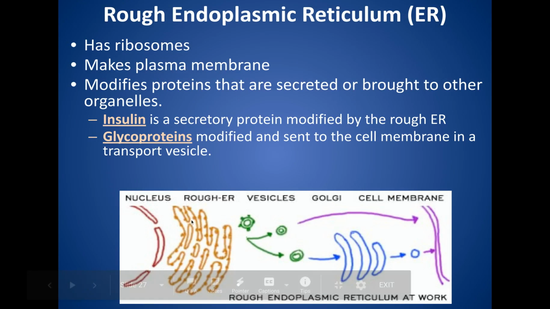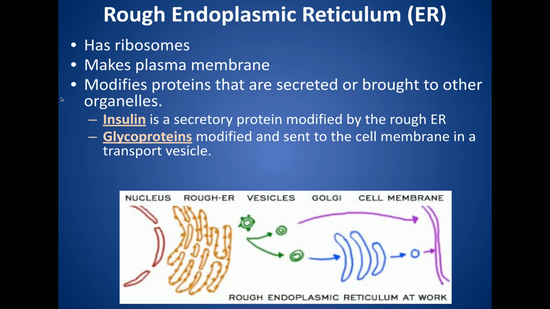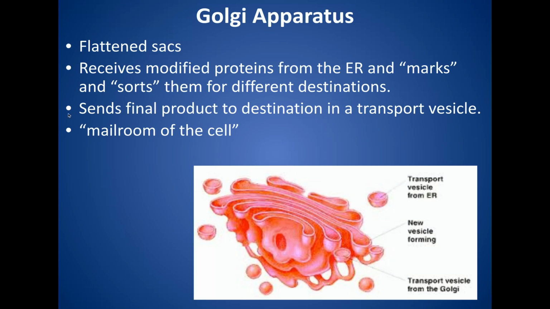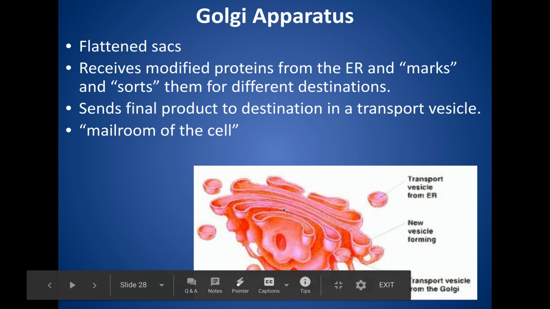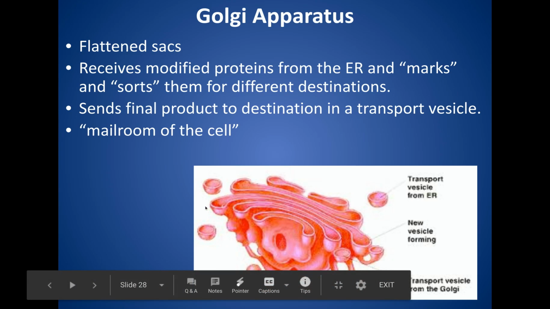We talked about the rough ER and how it's very important in that endomembrane system. It's got ribosomes on it, and the ribosomes help to produce these proteins such as insulin and glycoproteins. The Golgi apparatus is made of flattened sacs, and basically they get the proteins that travel from the ER in vesicles, and they mark these proteins and they sort them and they get them ready to go to their final destinations. They're nicknamed the mailroom of the cell because anything that has to leave the cell has to go through the Golgi apparatus.